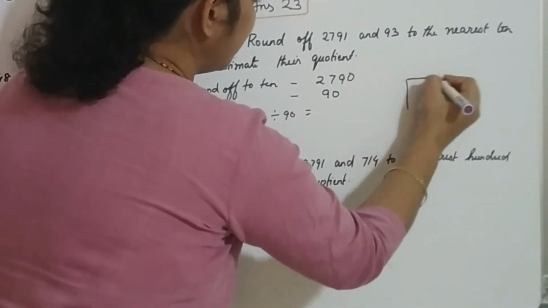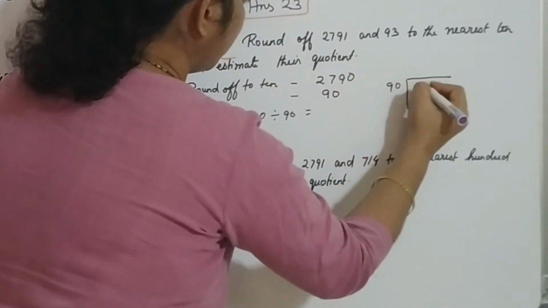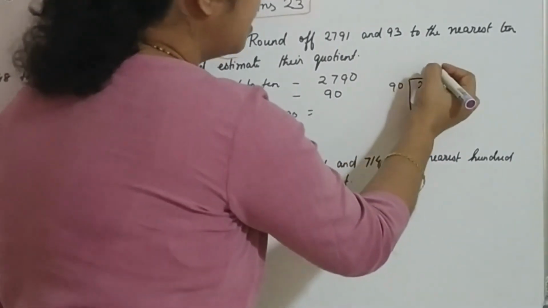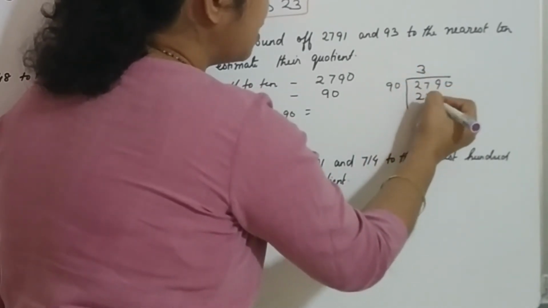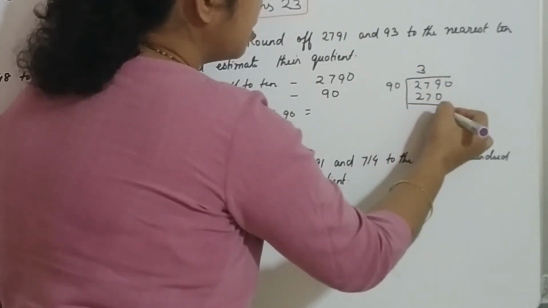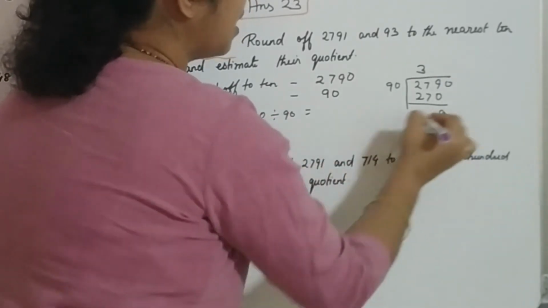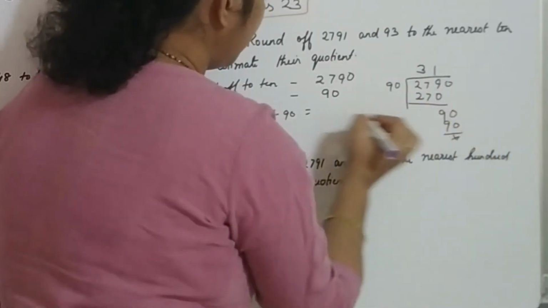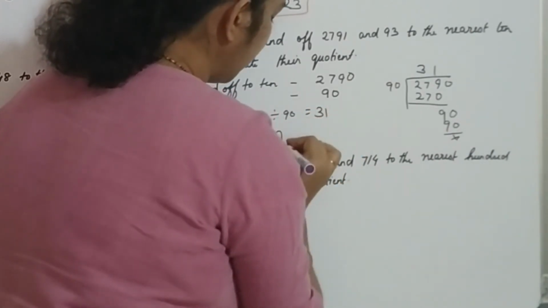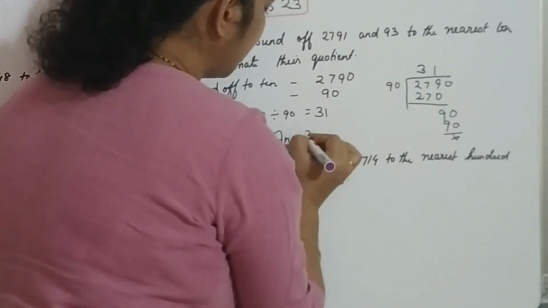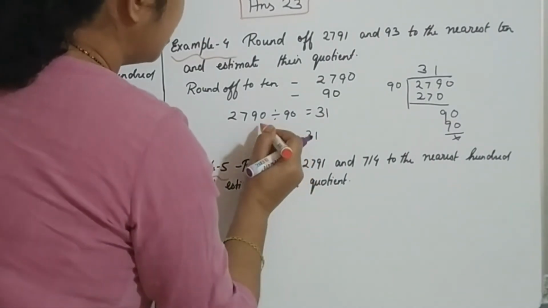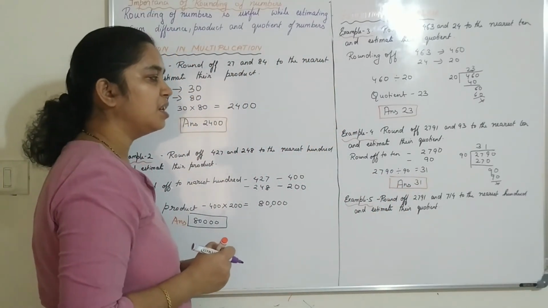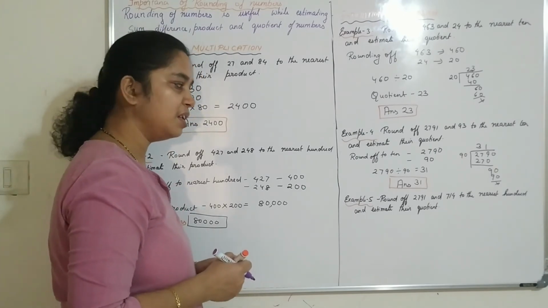First we will divide 279. 3 9s are 27, then 90. 1 9 is 90. So it will be 31. So the quotient will be 31. So the answer will be 31. When we round off to the nearest 10, we get the quotient as 31.